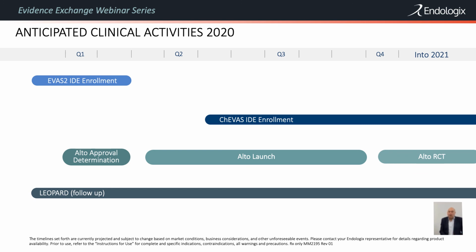And then 2 products in IDE trials at the moment, EVAS2, which is the Nellix 3.5 platform, and actually very exciting for us towards mid-year. We're actually going to be starting our complex aneurysm trial using chimney endografts with the EVAS platform in an IDE.